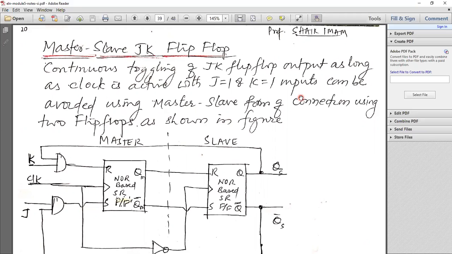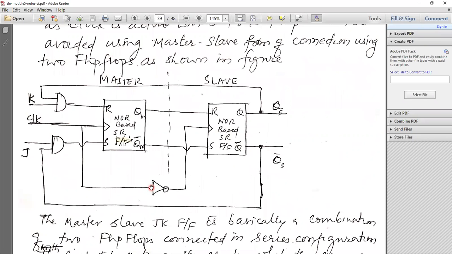So continuous toggling of the JK flip-flop output, as long as the clock is active with J equal to 1 and K equal to 1, can be avoided by using this master-slave form, the master-slave form of connecting two JK flip-flops, as shown in the block diagram. The first flip-flop is acting in master mode and the second one is acting in slave mode.